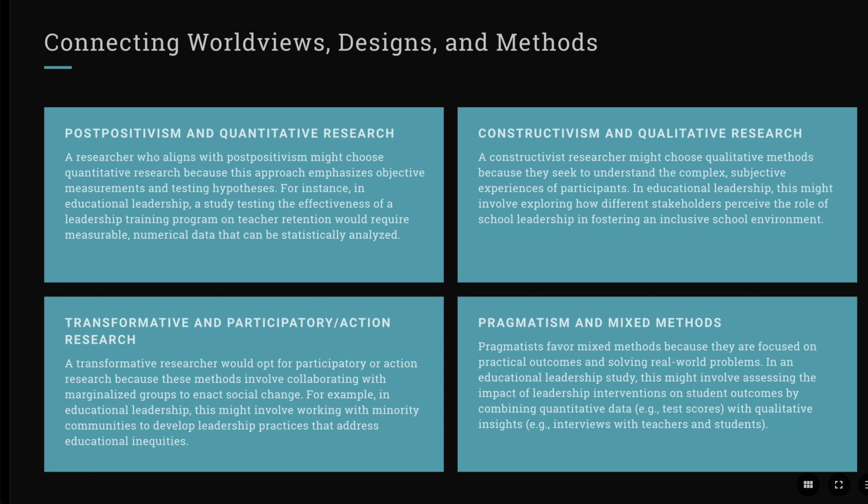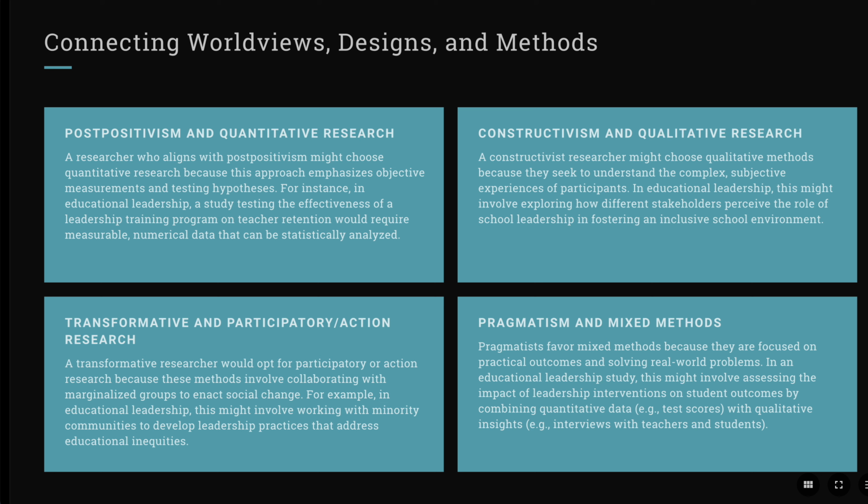And so if we were thinking about connecting this to the design and method, if I'm looking at post-positivism, it could be connected to quantitative research. In this example, a researcher that aligns with that might choose quantitative because it emphasizes objective measurements and testing a hypothesis. So in the example that I gave, we are looking to test the effectiveness of a leadership training program on teacher retention, which is going to address what that post-positivism component is.